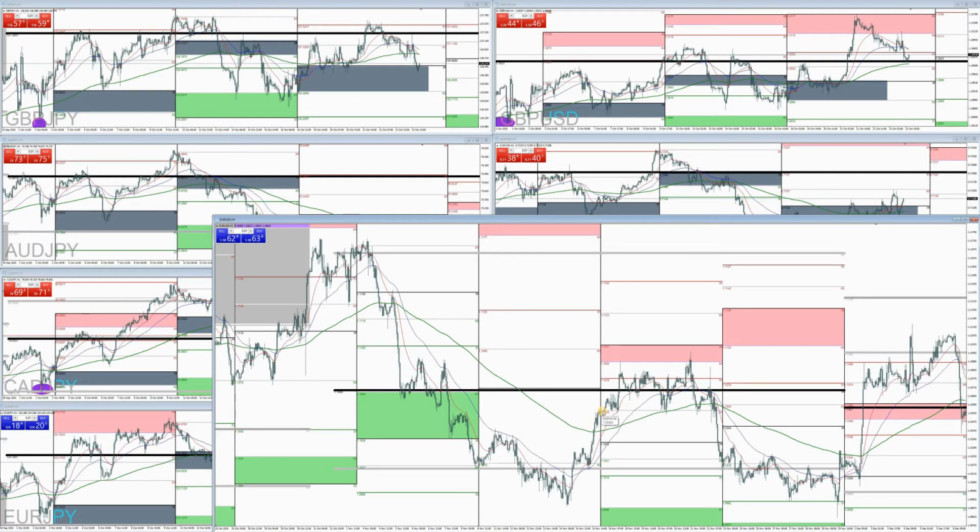Very next week opened up right at M3, went directly to our stop at minus 27.